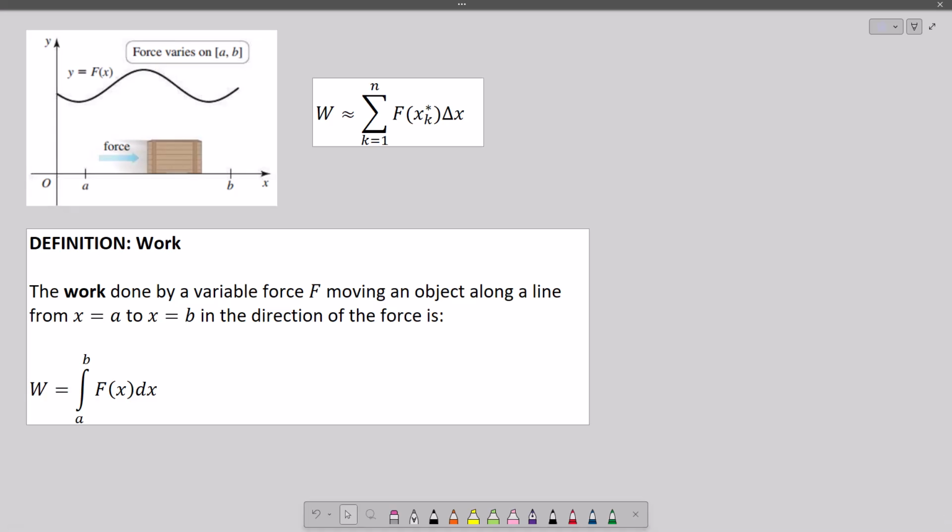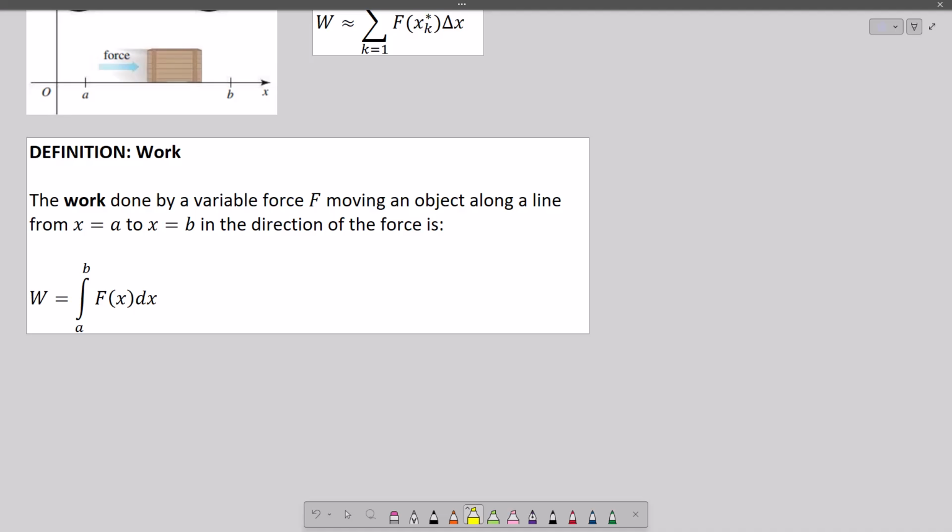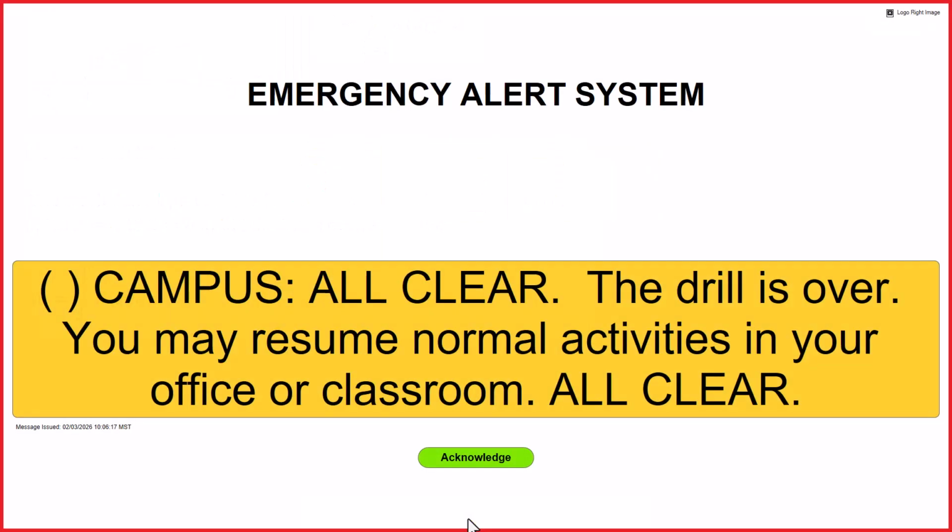So in this context, we integrate force to get work. If you look inside the integral, if you treat that as one thing, that should have the same units as the left-hand side. We check. The units of force are newtons. The units of dx are meters.